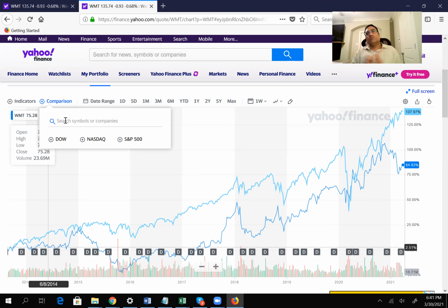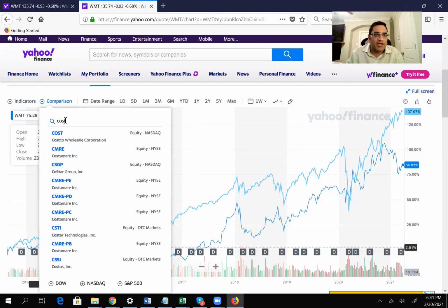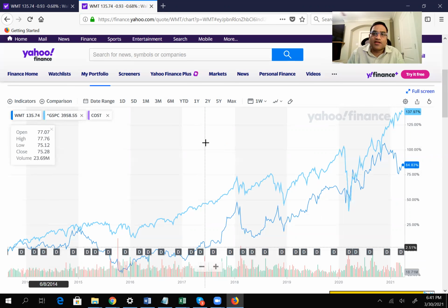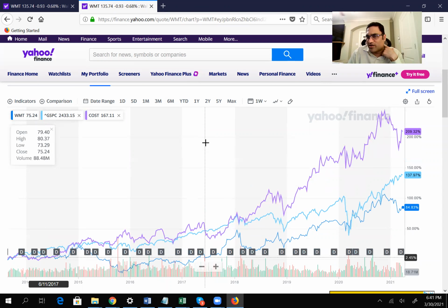The reason you want to also compare it with two competitors is that maybe the industry that Walmart is in sucks, and it doesn't do that well. So you want to see what's going on with others. So you could pick any competitors. Let's just say I picked Costco, right? You could also pick Amazon, but then you'll see that Amazon would definitely handily beat Walmart.